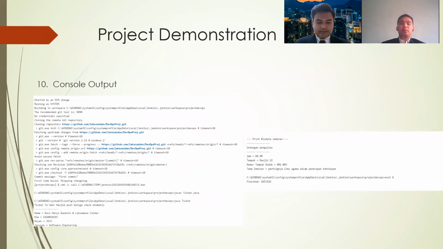Okay, this is the console output. We can see here finished success, and here we can see our project in Java. For the running, it's here: java ticket.ticket to java. It is our class for this ticket to Java, and then for the run, we input java ticket in the last slide. Okay, so if we click open this, it is the console output here.